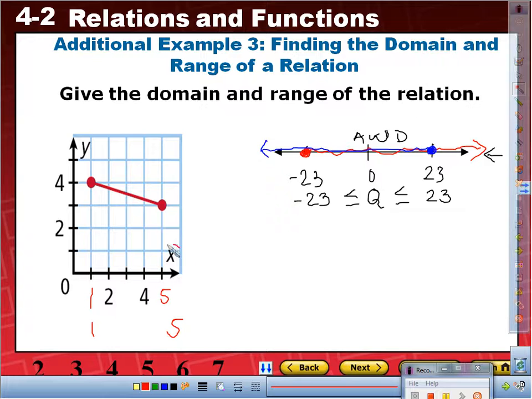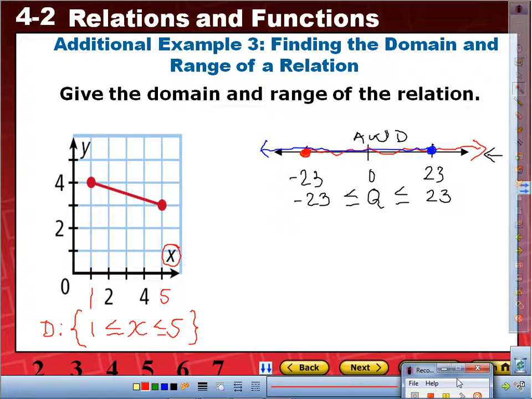What variable are we using? X. Therefore, what is 1 compared to all these numbers in the middle? Less than. Does it include 1? Yes. What are all these numbers compared to 5? Less than. Does it include 5? Yes. So therefore, my domain is from 1 to 5. Copy that, please. Sorry, 1 to 5.